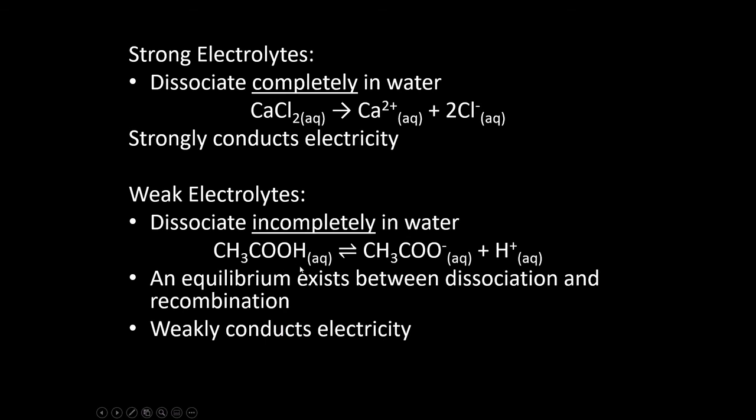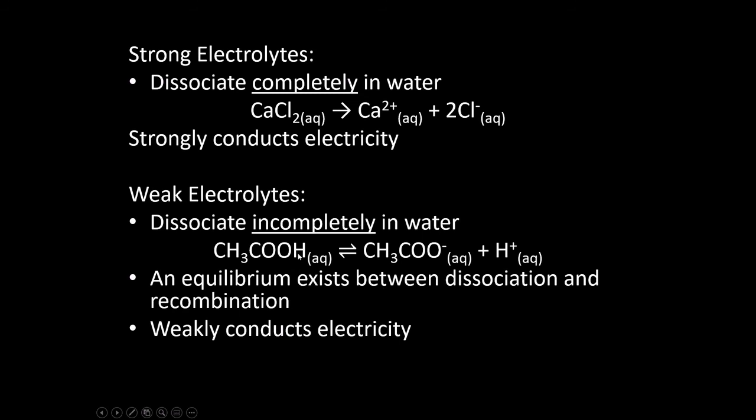Acetic acid, about 1 in every 10,000 or so of the acetic acid molecules will actually break apart into acetate and hydronium ion. And we will talk a whole lot about this in chapter 13, I believe it is. We'll talk a lot about weak electrolytes. We're just getting introduced to them here.